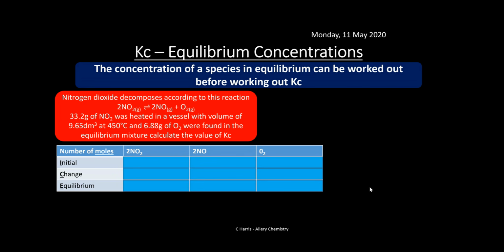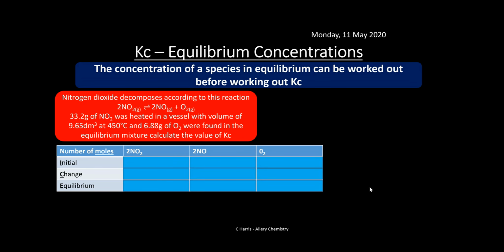So we've got nitrogen dioxide decomposing according to the following reaction. We've got nitrogen dioxide forming nitrogen monoxide, NO, plus oxygen. All of them are gases, so it's a homogeneous system, all in the same state. So we've got 33.2 grams of NO2, and that was heated in a vessel with a volume of 9.65 dm cubed at 450 degrees Celsius, and 6.88 grams of O2 were found in the equilibrium mixture, and we need to calculate the value of Kc.